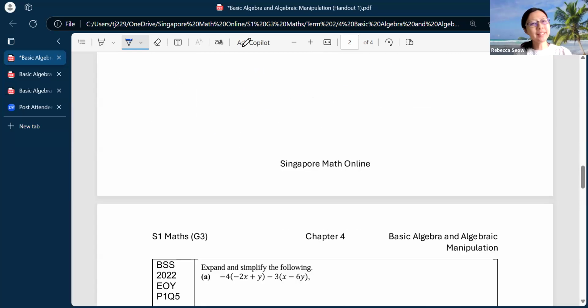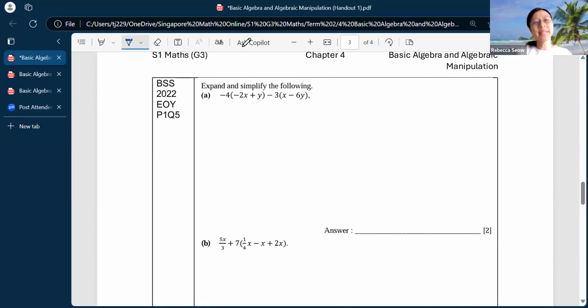Okay, now following that, we'll move on to BSS, Benjamin Secondary School, 2022 EOY, Paper 1, Question 5. Expand and simplify the following. Similar instructions, right? And in fact, for question A, it looks quite similar to the previous question we have just done, but we have 2 rounds of expansion to do. Let's copy down the question first.